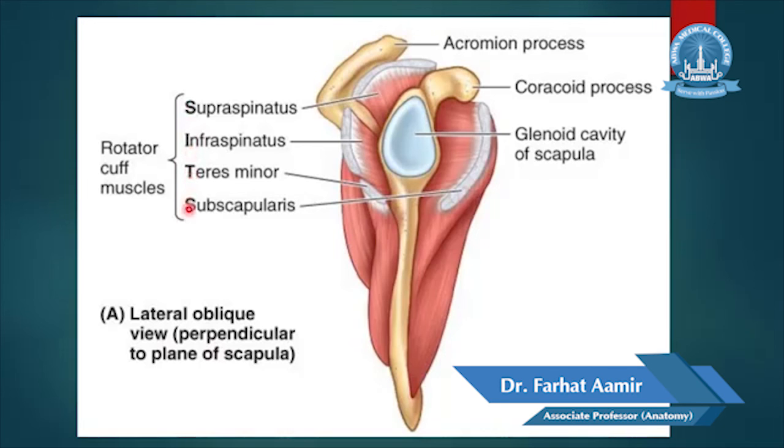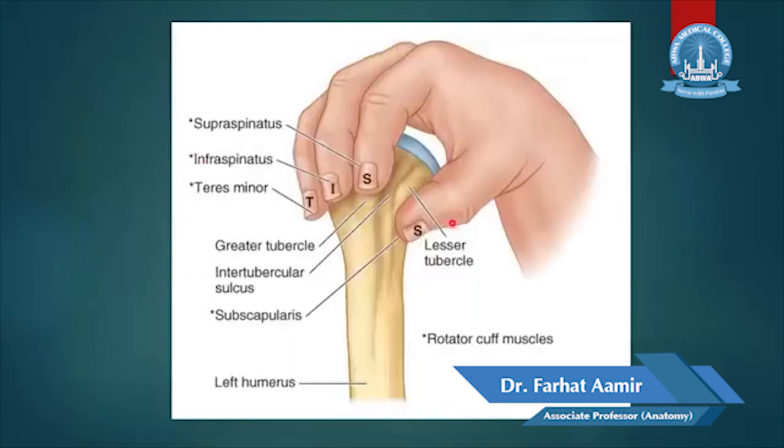S-I-T-S, SITS muscles. Again in this diagram, they have shown the rotator cuff with fingers. The thumb is for the subscapularis, then the index finger and the others for supraspinatus, infraspinatus, and teres minor. These three muscles are inserted over the greater tubercle, on the superior facet, the middle facet, and the inferior facet, and subscapularis on the lesser tubercle. See here, and in between the lesser and the greater tubercle there is the intertubercular sulcus.